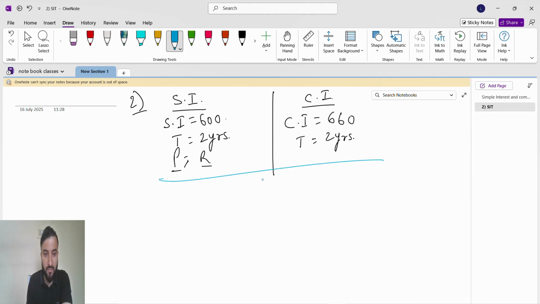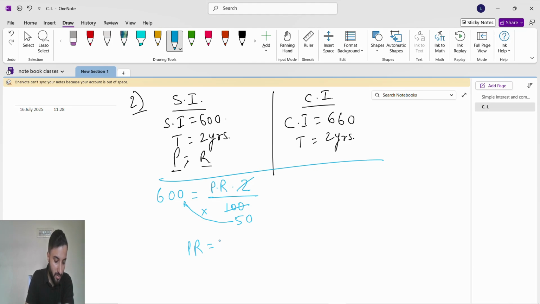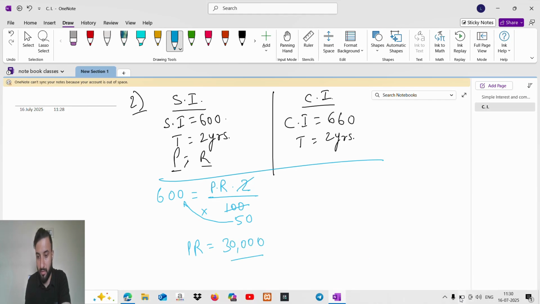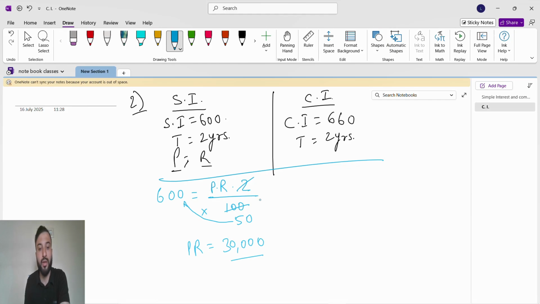So we know that this is given. The simple interest formula is P into R into T divided by 100. Simple interest is 600, and T is 2. So this will get cancelled, 2 into 50, and this 50 will go to that side, it will multiply. So from simple interest we get PR equals 600 into 50, which is 30,000. PR we get to know it's 30,000.